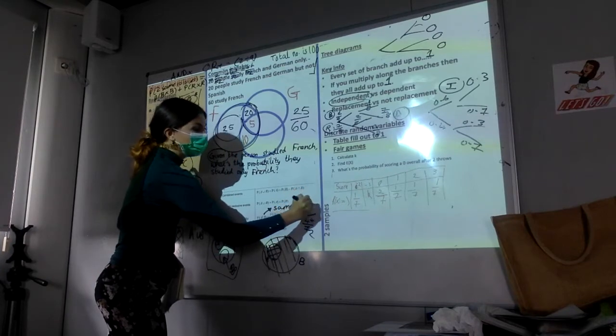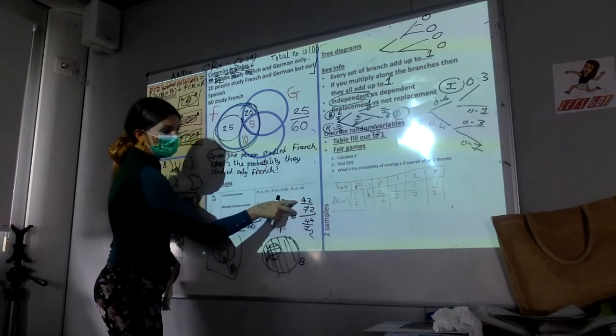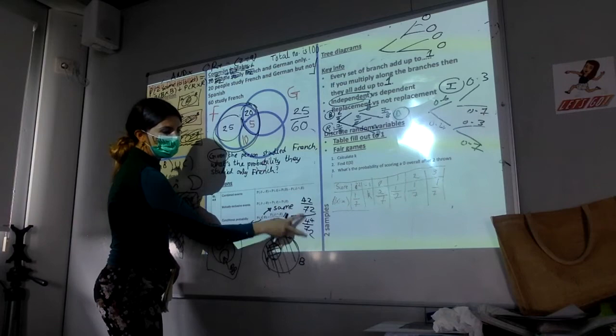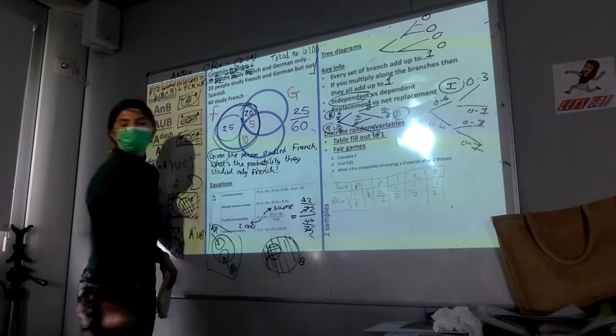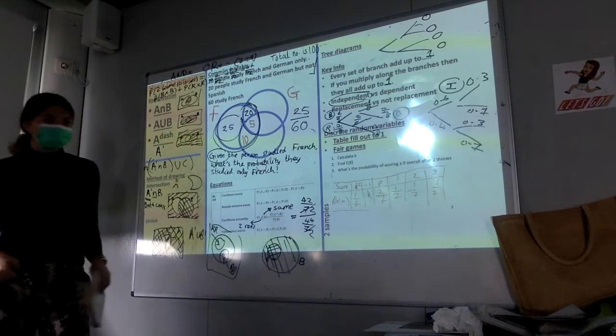over 72. And then, if you've got the same denominators here, these would be cancelled. So it would be 42 over 44. Is that all right? Yeah. Excellent.